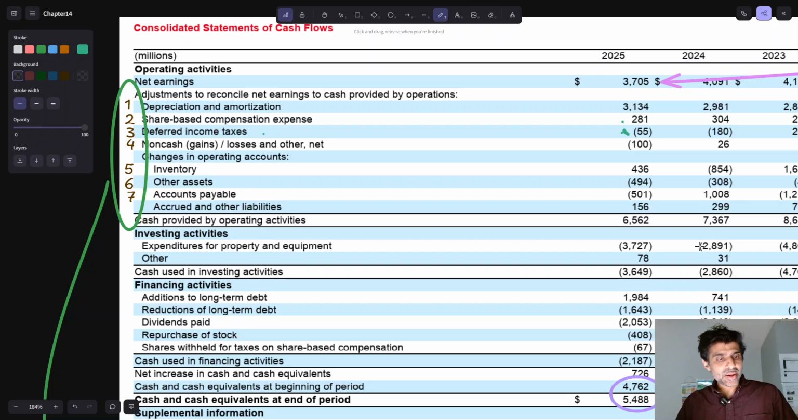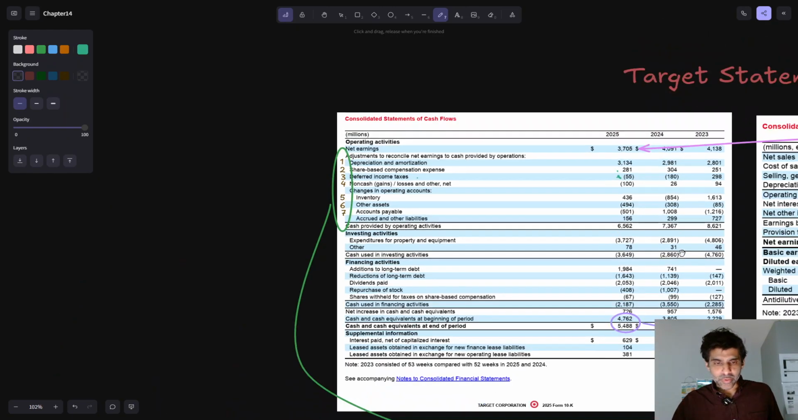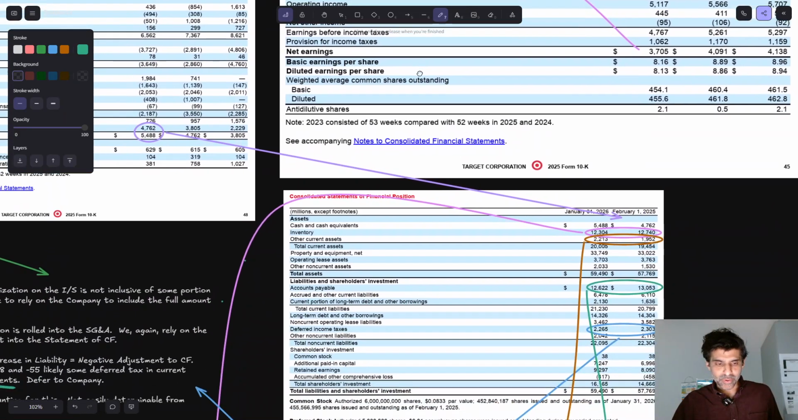Okay, so number four, non-cash gains or losses. Let's see where we're seeing that. Number four.